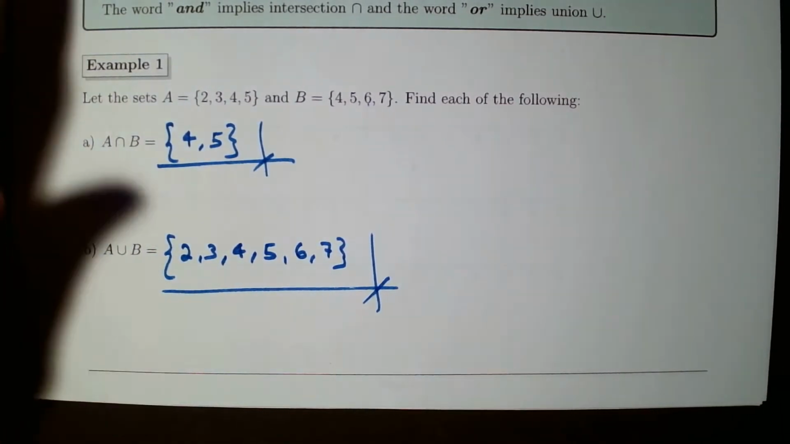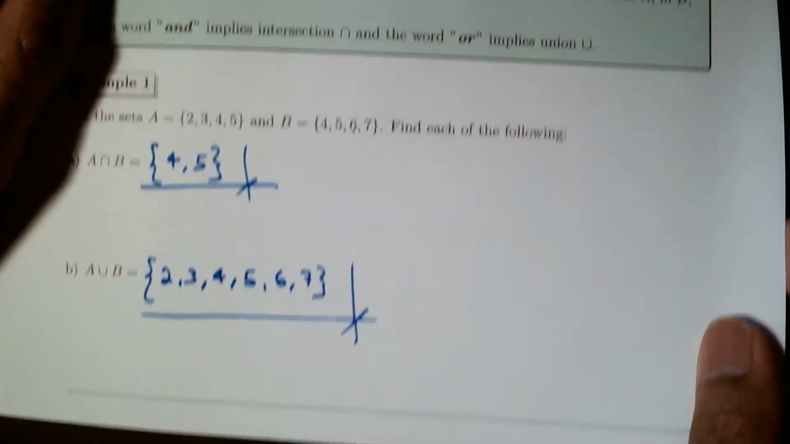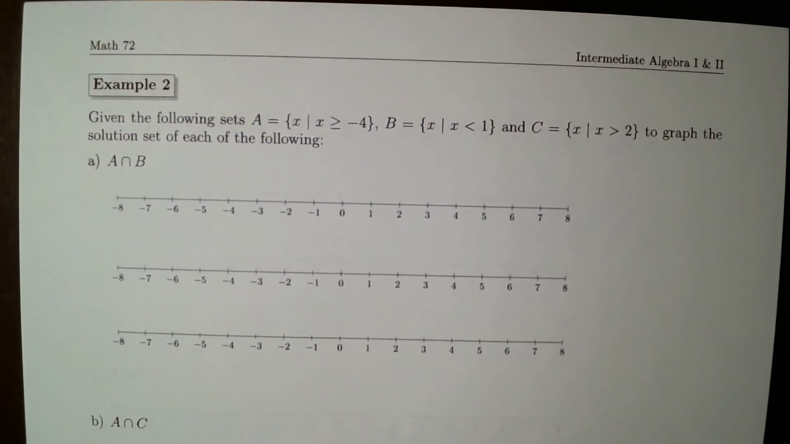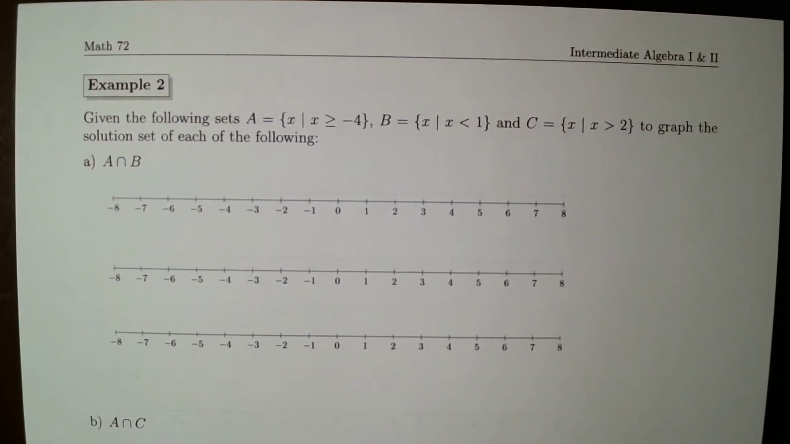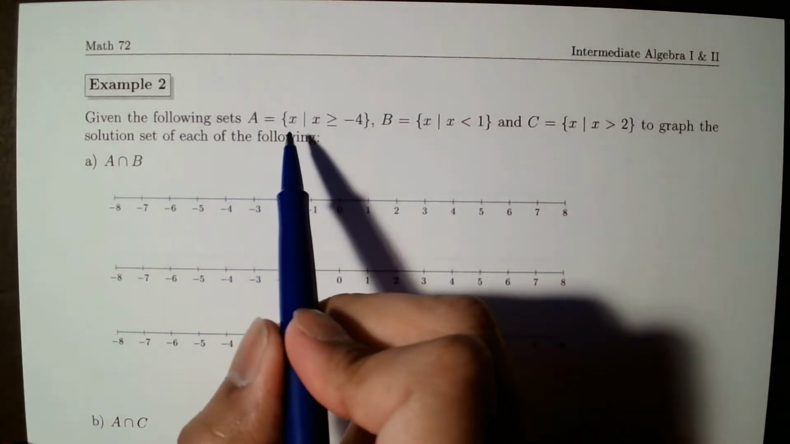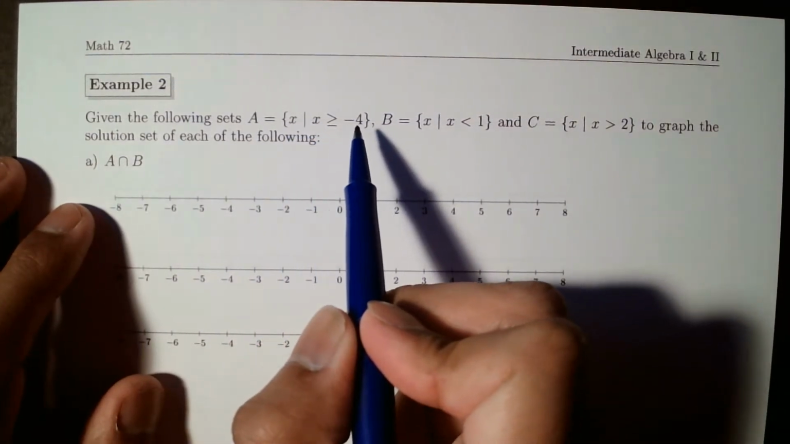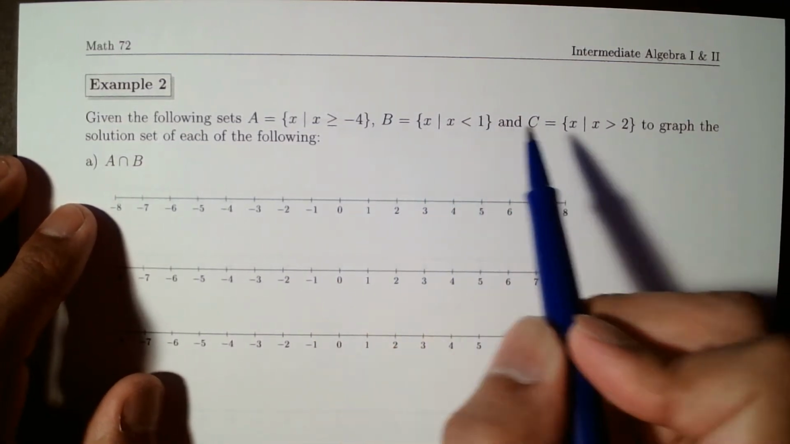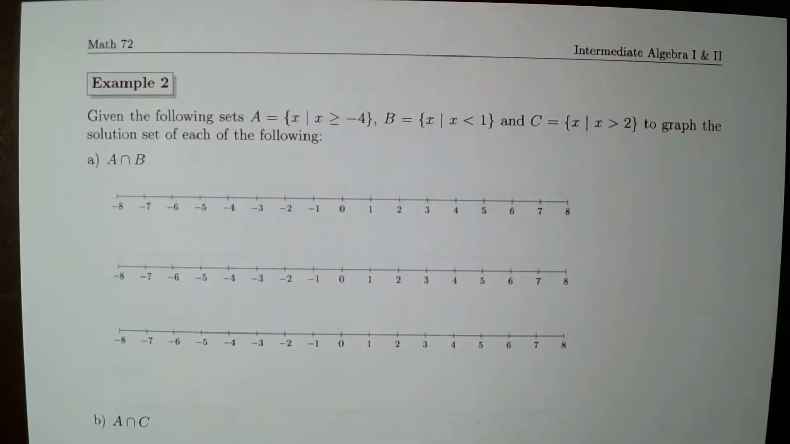Alright. Now let's do operations of sets, like the or and, but we're using sets that are denoted in a slightly different way. So we are given the following sets. The set A, which is x such that x is greater than or equal to -4. Set B, which is x such that x is less than 1. And set C, which is x such that x is greater than 2.